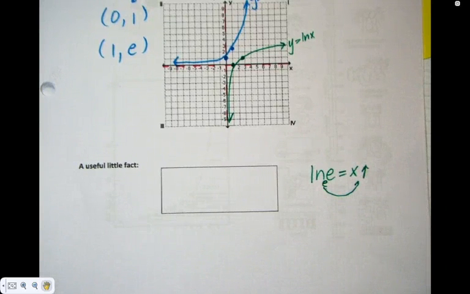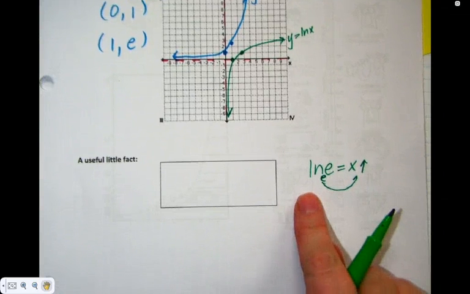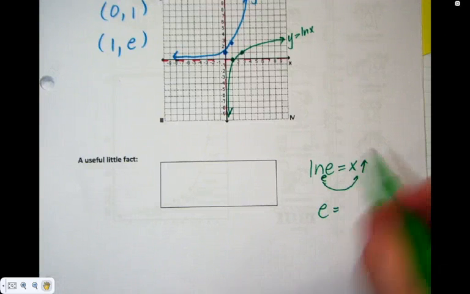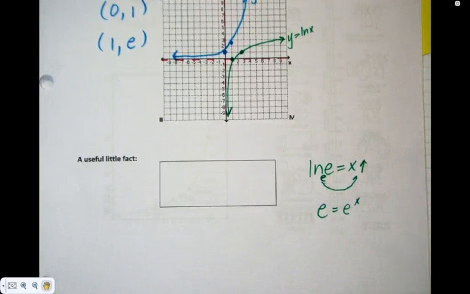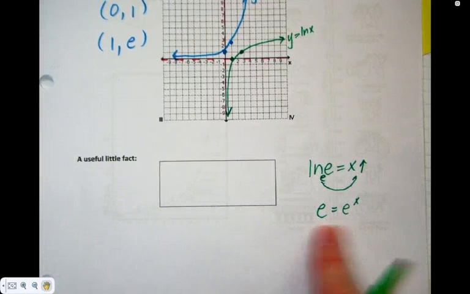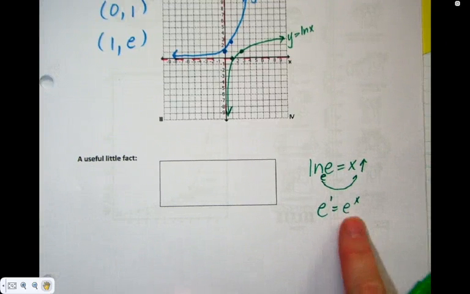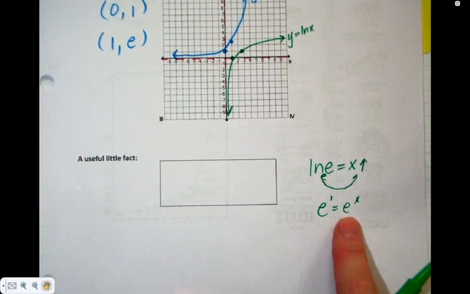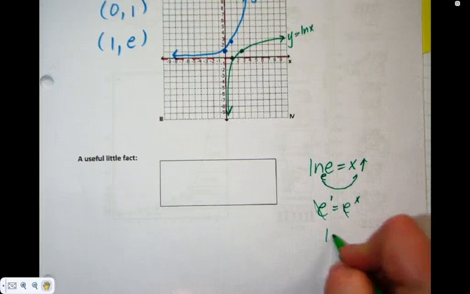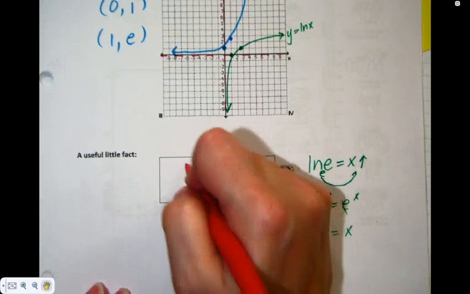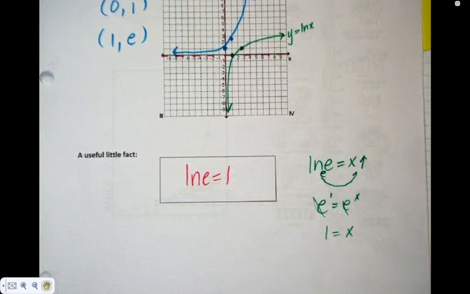The log notation is going to disappear. So what am I going to have left on the left-hand side? e. And what am I going to have on the right-hand side? e to the x. Okay, so that's just converting to exponential form. Well, this now becomes a little common base question. There's a little 1 on this e that we don't see, but we know it's there. And if the bases are the same, what can I do with them? I can drop them, so I get 1 equals x. So what that means is that ln e equals 1.